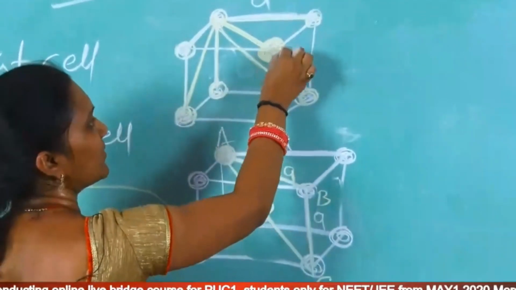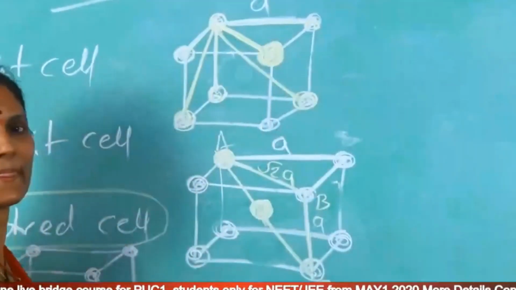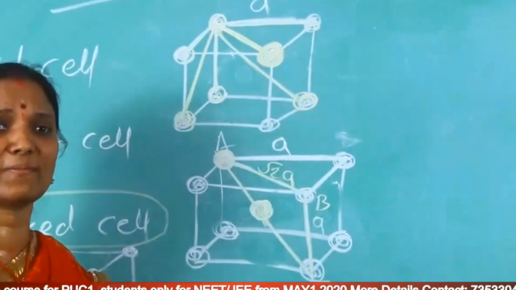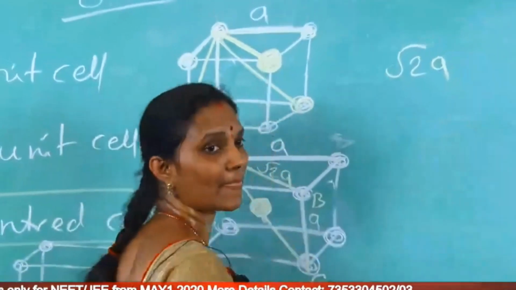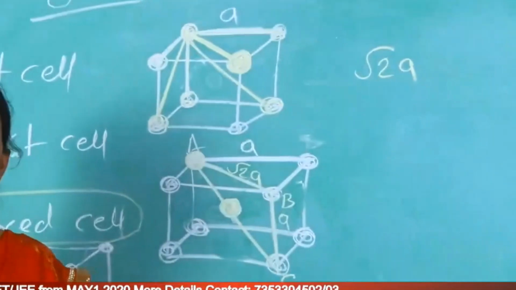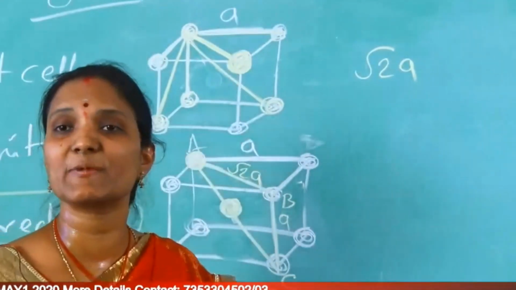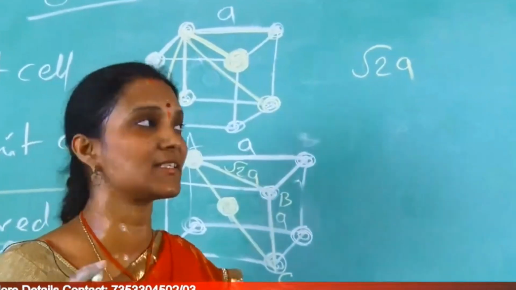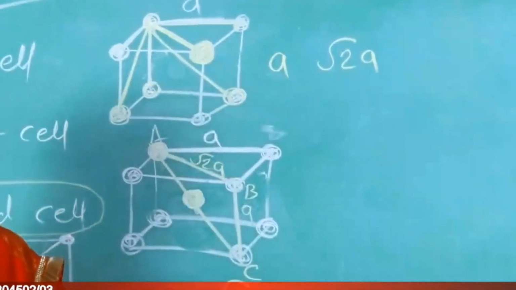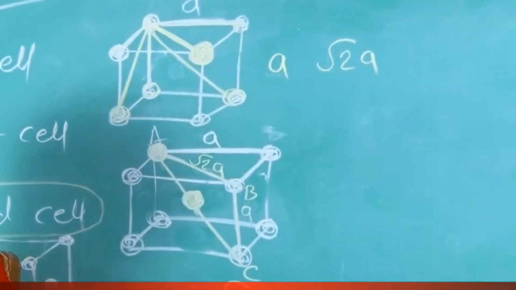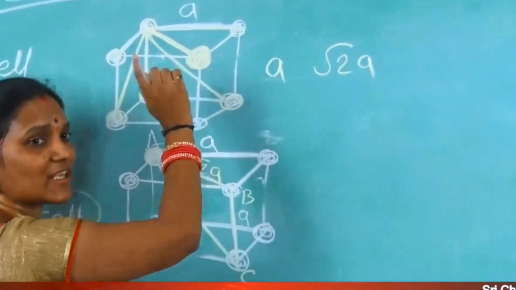Next neighbor means this is the next neighbor. What is the distance here? The distance between next neighbors is equal to root 2a. Now come to this primitive. What is the distance between nearest neighbors? The answer is a. What is the distance between next nearest neighbors? Root 2a. This is the next nearest neighbor.